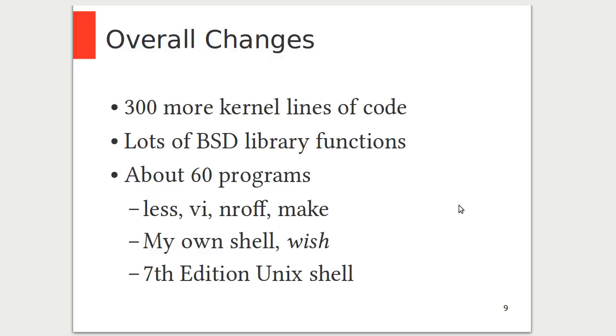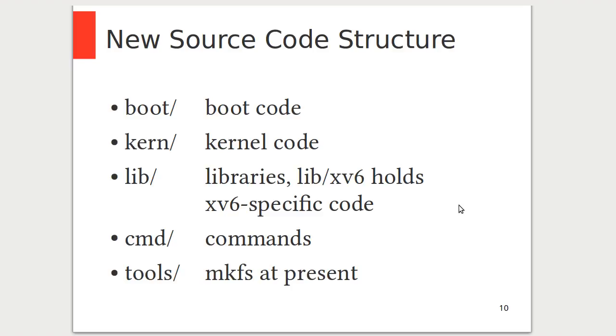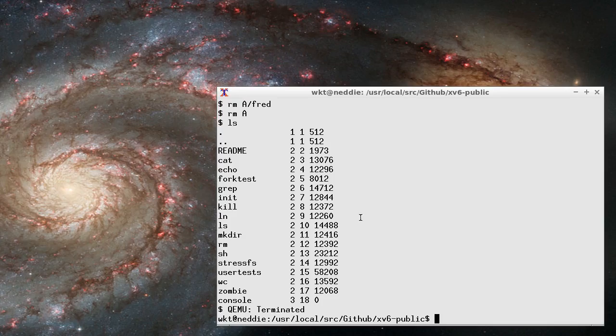Alright, so before we get into looking at the code, I'll just give you a quick top-level tour. Instead of having it all in one top-level folder, it's now split up into a bunch of subdirectories. Boot for the boot code, kernel code is in kern. All the libraries are now in lib, including the code that is specific to XV6, the stub routines and the ones that simulate functionality. All the commands are now in the command directory, and the mkfs tool is the only tool that's in the tools directory. Alright, let's close down the slides and actually have a look at this.